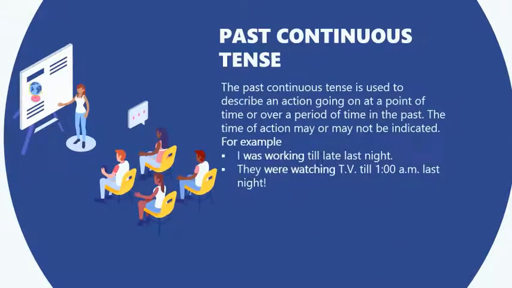Second form of past tense is past continuous tense. The past continuous tense is used to describe an action going on at a point of time or over a period of time in the past. The time of action may or may not be indicated.